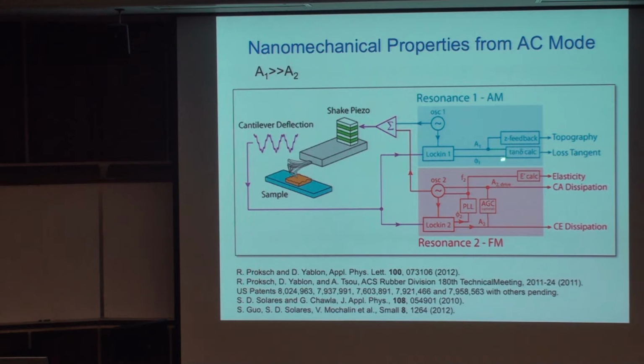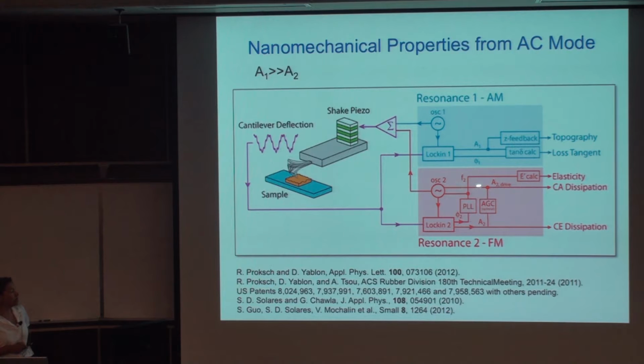You're going to use that to get your amplitude image, your topography. And on the phase of the first mode, that's the signal that we're going to use to measure the loss tangent of the material. And on the second mode, we actually apply a feedback. And the feedback is on the change of the frequency of the cantilever. I'm going to go back to that in more detail later.